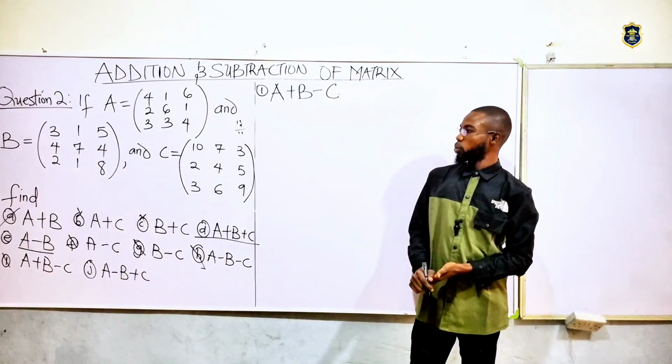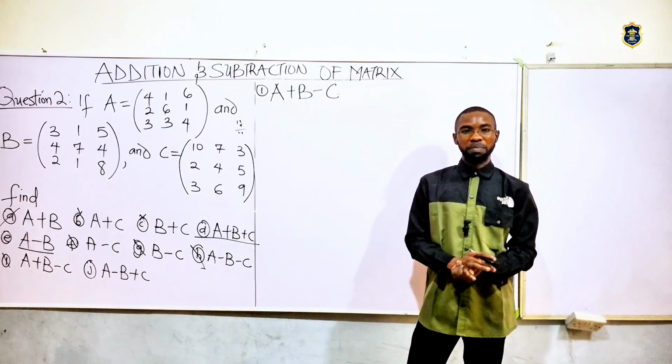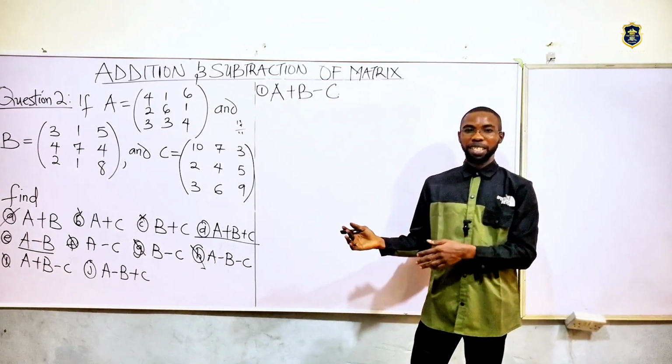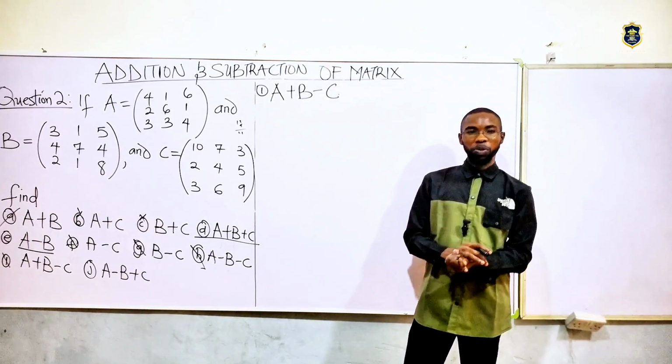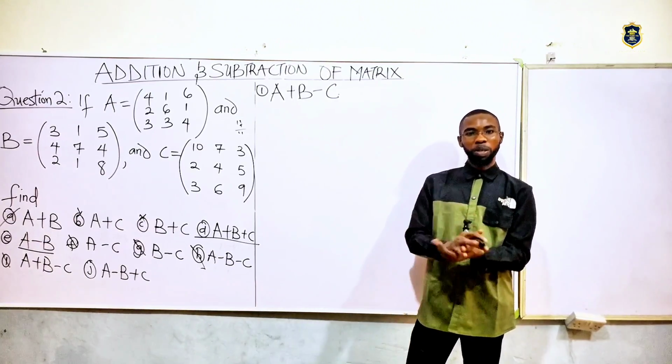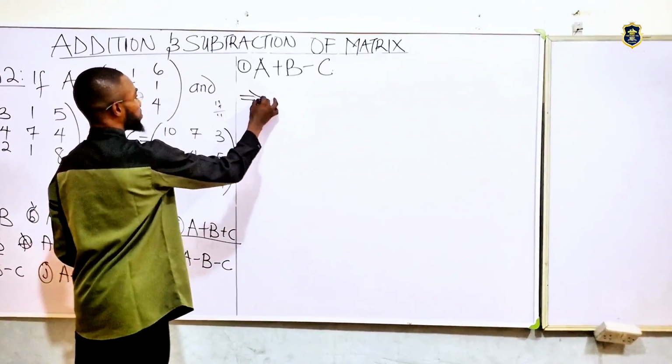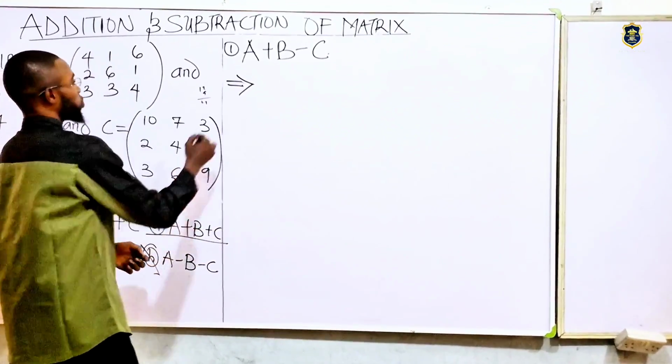Alright guys, let's look at how to solve the question A plus B minus C. Then I leave you to do the rest, right? And this will be the last class for matrix addition and subtraction. The next class we're jumping down to matrix multiplication. Let's do this now. It's also the same thing. I'm hoping we understand what we're doing.